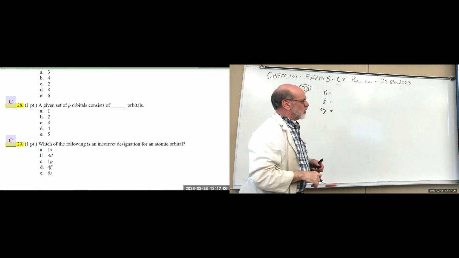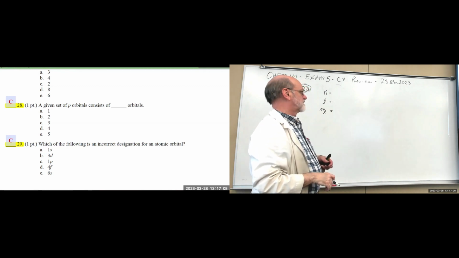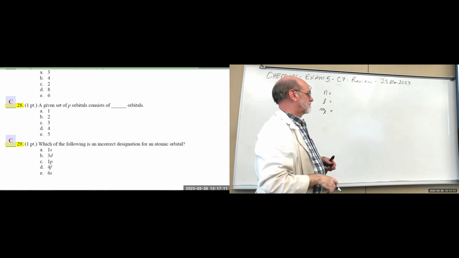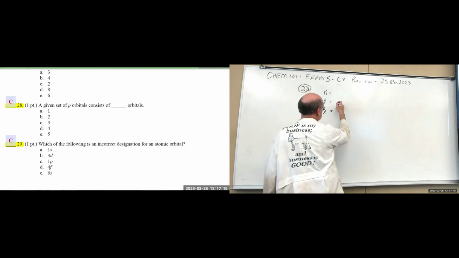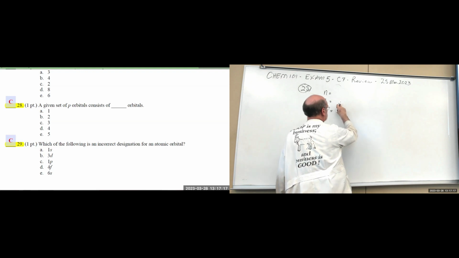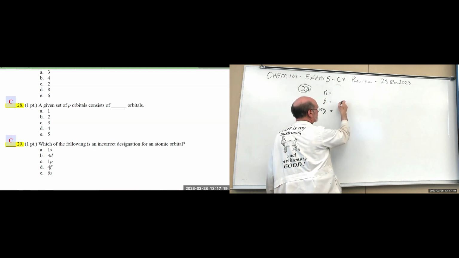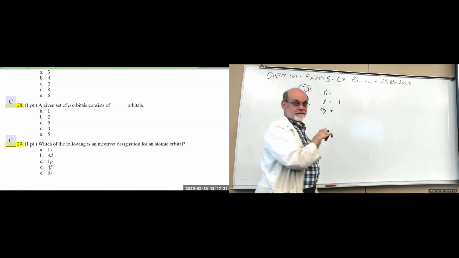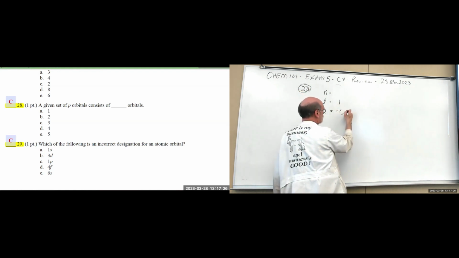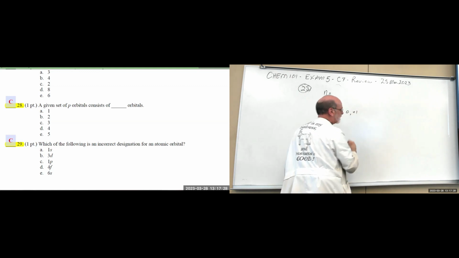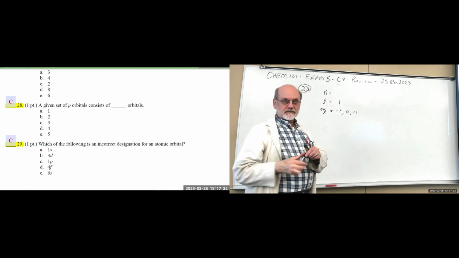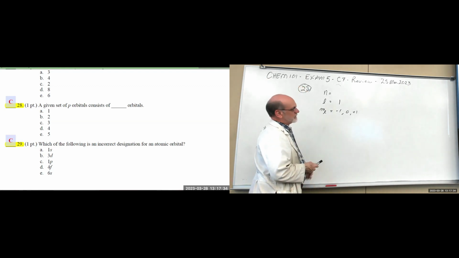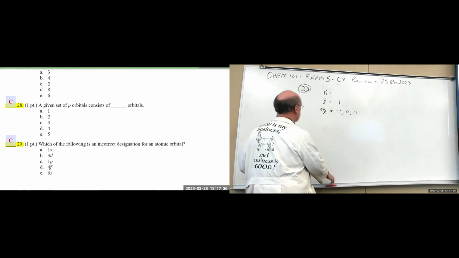A given set of p orbitals consists of a number of orbitals. If we're at p's, that's l equals 1, right? So that means -1, 0, and +1. So you have 3. C is the answer.